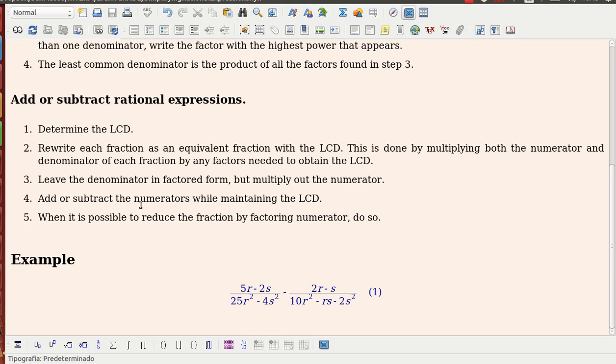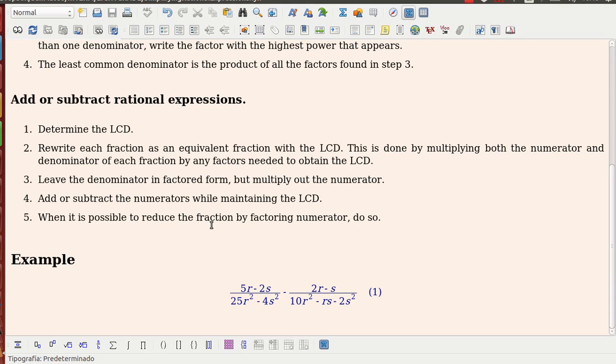To add or subtract rational expressions, we determine the LCD, then we rewrite each fraction as an equivalent fraction with the LCD. This is done by multiplying both the numerator and denominator of each fraction by any factors needed to obtain the LCD. Leave the denominator in factored form, but multiply out the numerator. Add or subtract the numerators while maintaining the LCD. And when it is possible to reduce the fraction by factoring the numerator, do so.